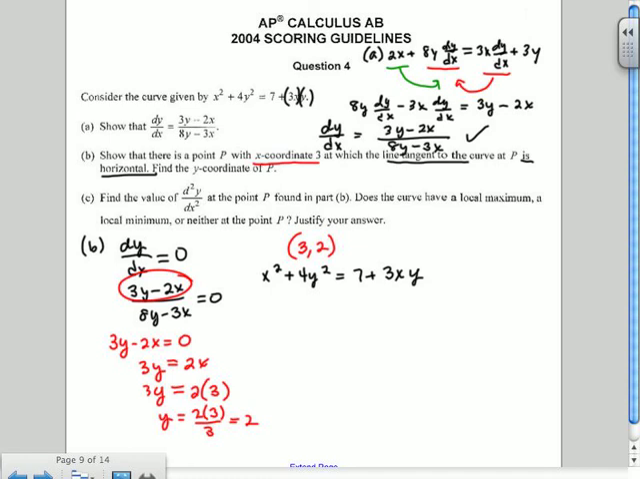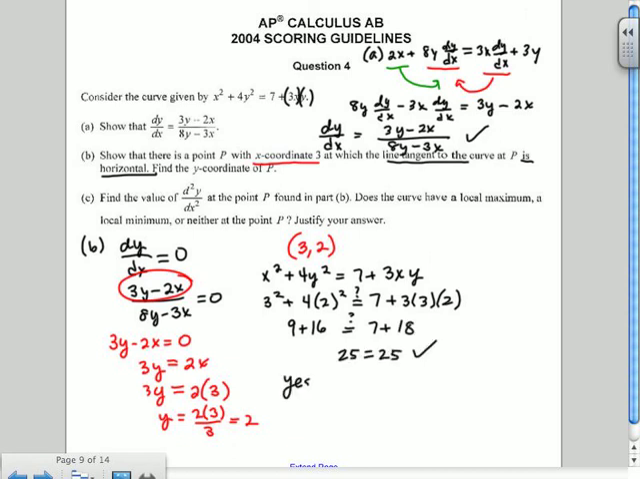So I get 3 squared plus 4 times 2 squared. I'm seeing if it's equal to, so I usually put a little question mark, or you can do the left side and the right side separately. 7 plus 3 times 3 times 2. So this is 9 plus 16. 7 plus 3 times 3 is 9, so 18... I mean 7 plus 18. So 25 equals 25. So yes, (3, 2) is on the curve.